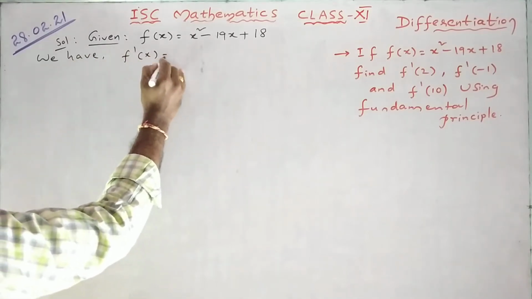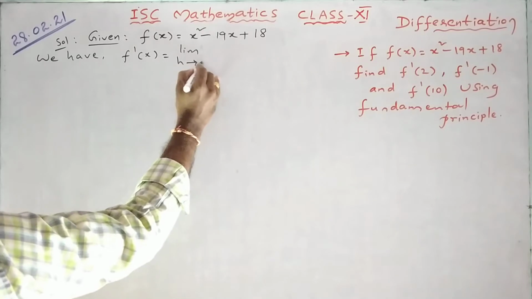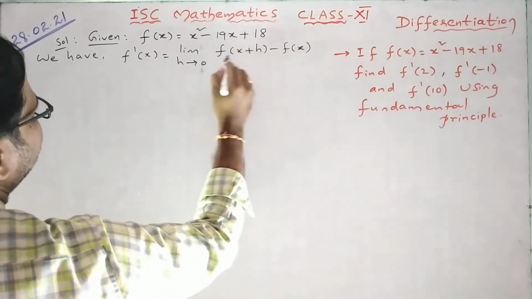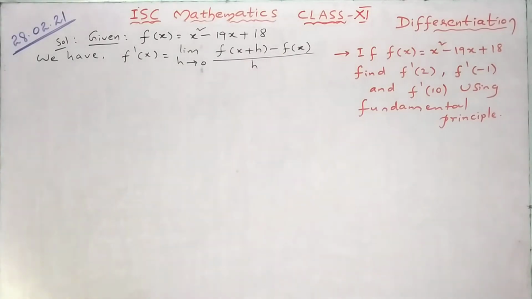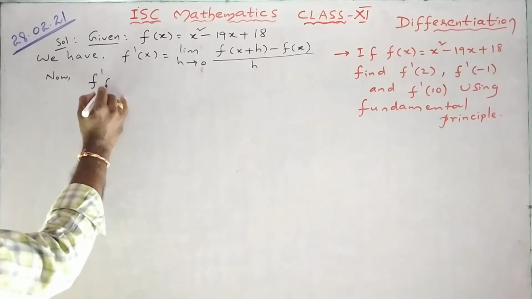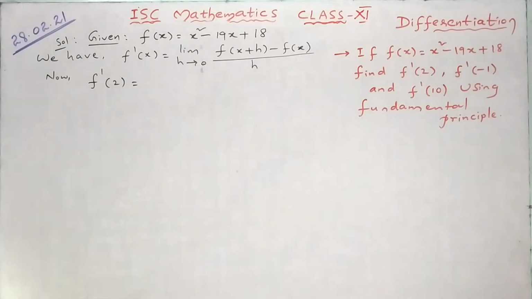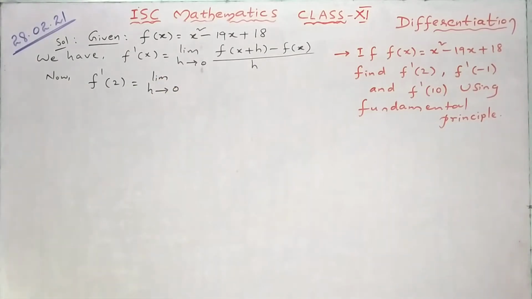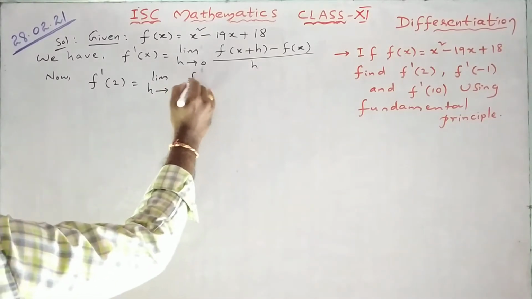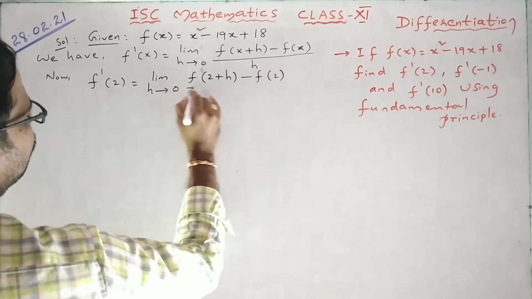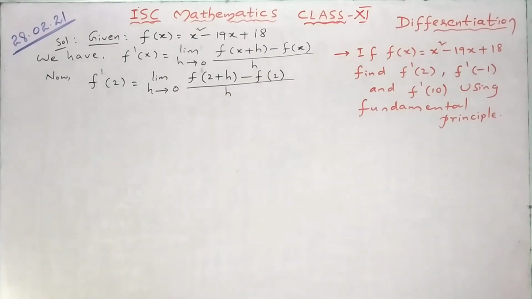f dash x equal to limit h tending to 0, f of x plus h minus f of x upon h. So now I am going to find f dash 2. In the place of x we have to keep 2, right? Limit h tending to 0, f of 2 plus h minus f of 2 upon h, right? In the place of x keep 2.